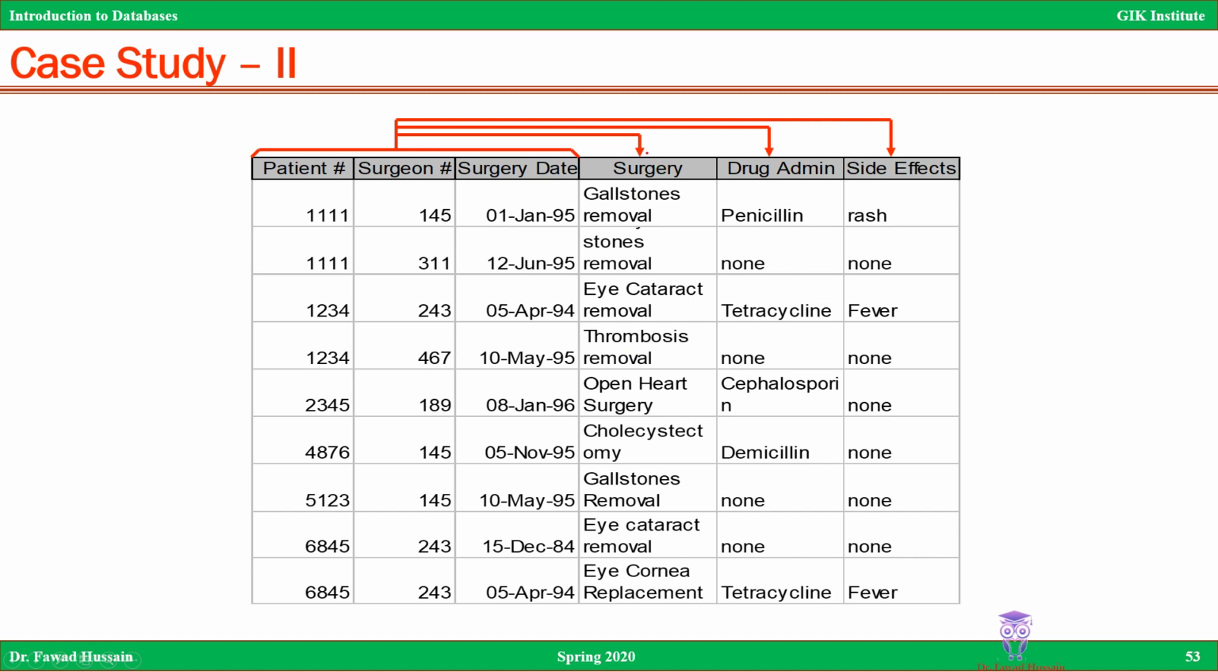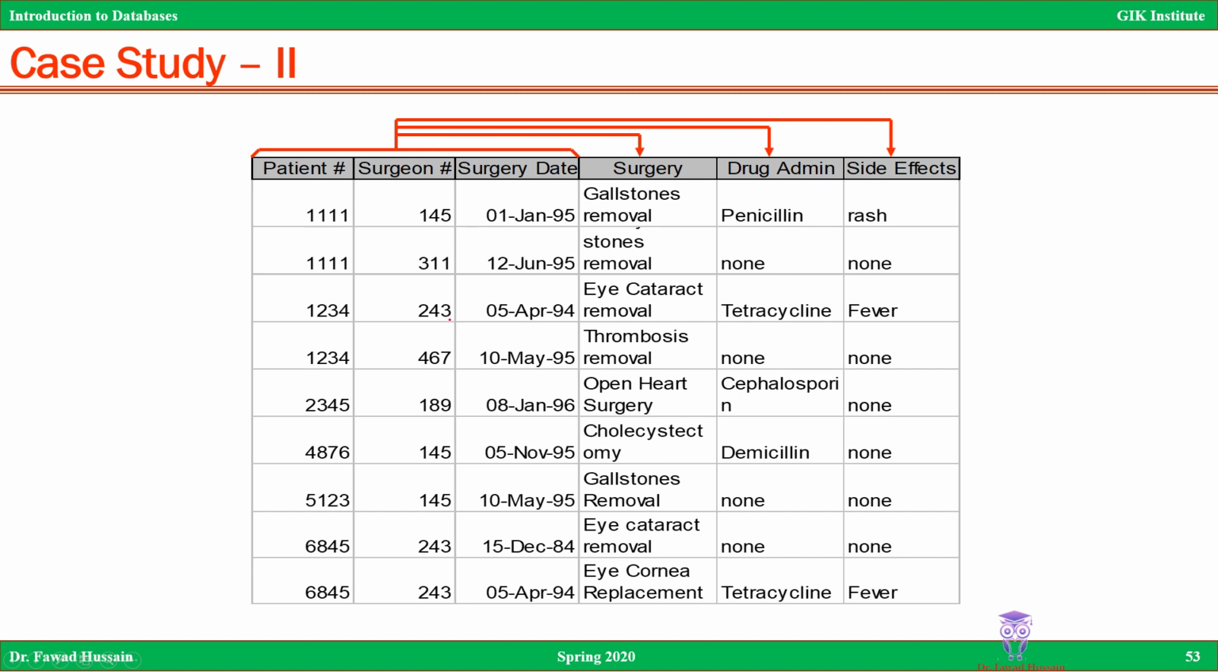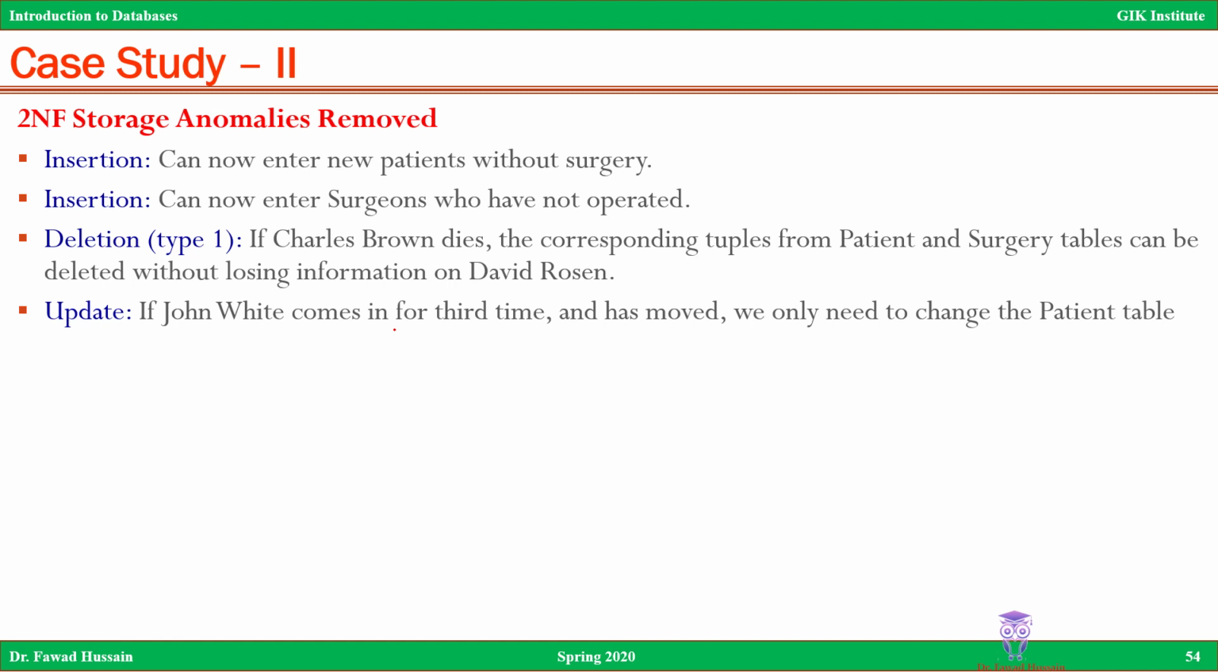So the surgery is dependent on the entirety of this, and the drug is dependent on the entirety of this. The side effect is also dependent, even though it's dependent on the drug, but since drug is not part of the primary key, we don't have any issue with partial dependency. So now with these three tables, the first one, the second one, and the third one, we are sure that our data is in the second normal form. Is that good enough? Let's see.